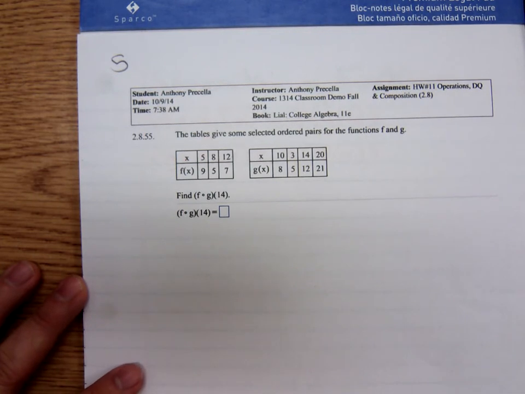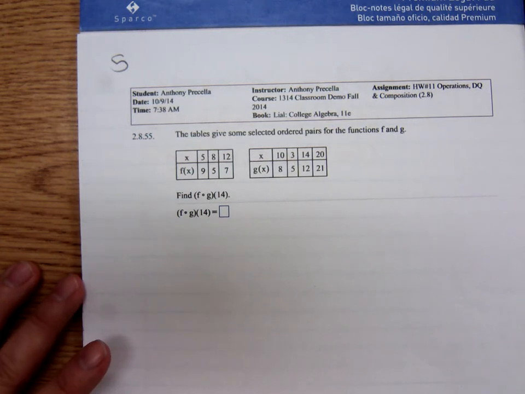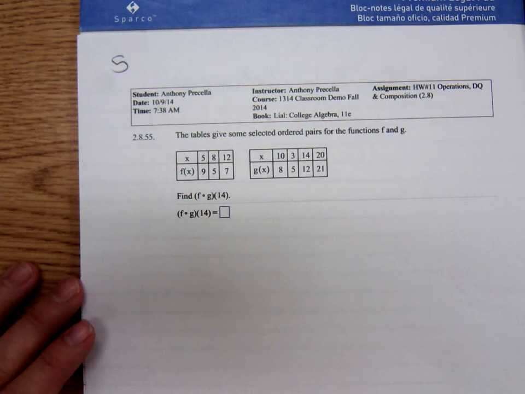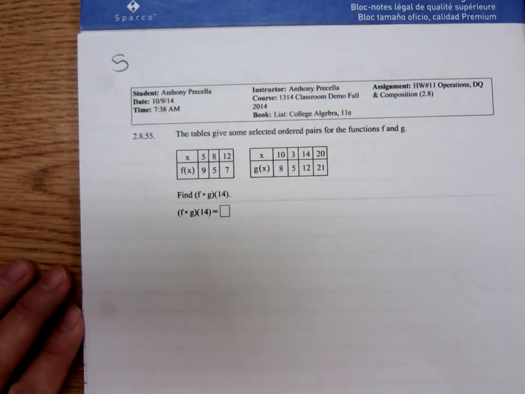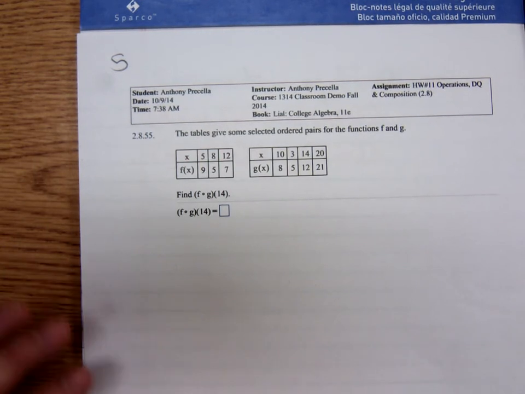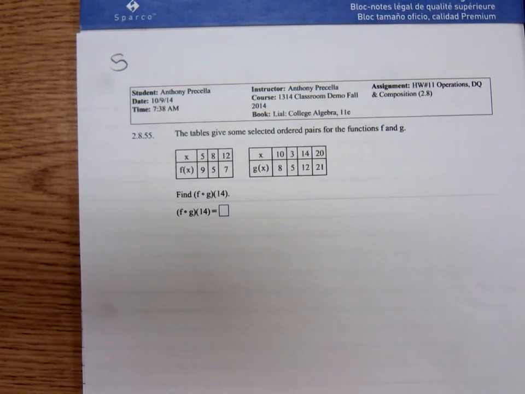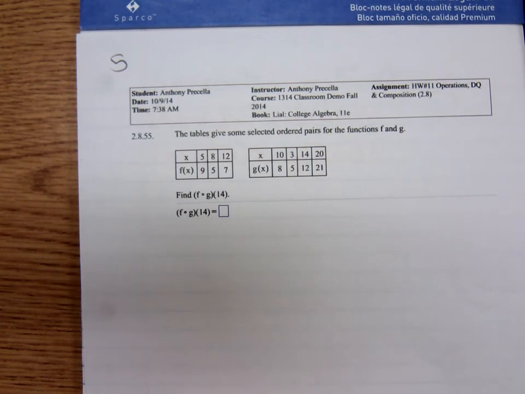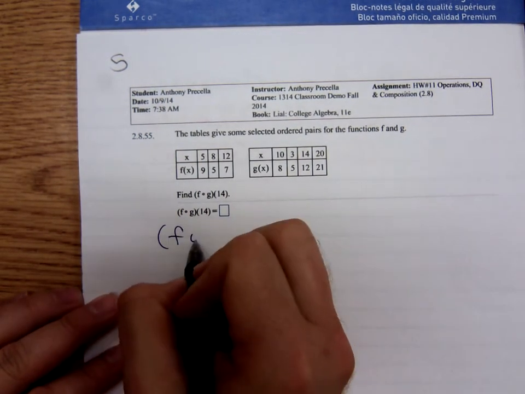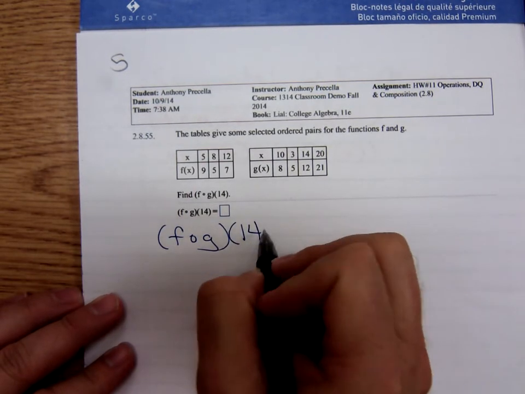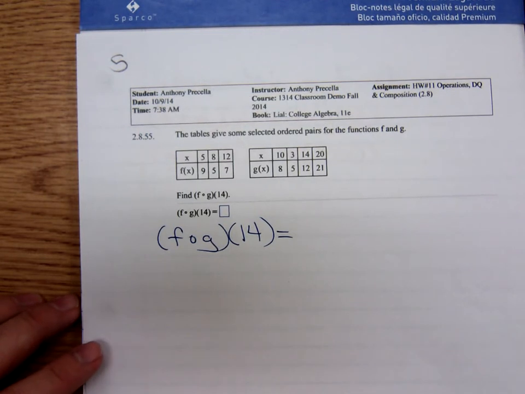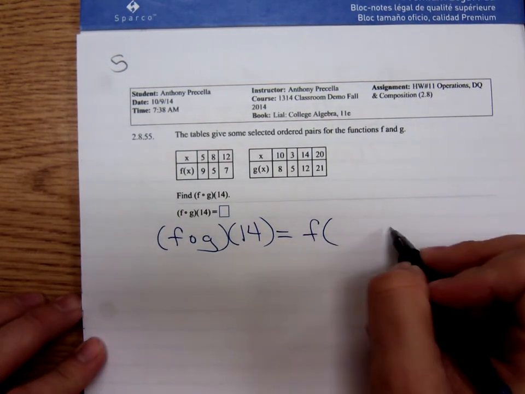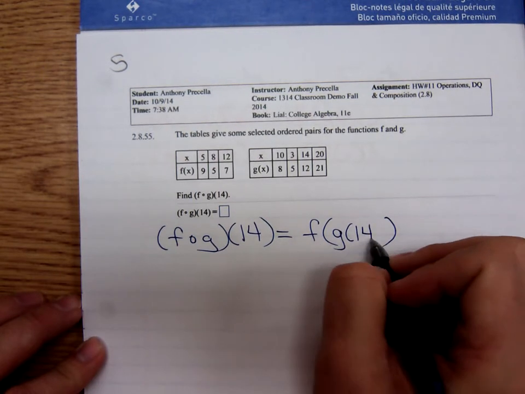First thing I would do is rewrite that composition using parentheses. We want to find f composed with g of 14. That's f of g of 14. That means which function's on the outside? F is on the outside, and on the inside we have g of 14.